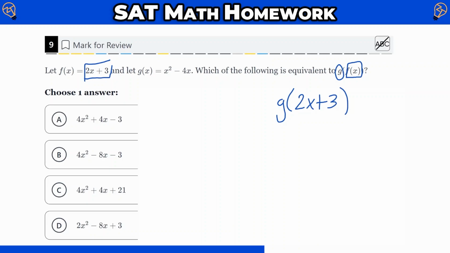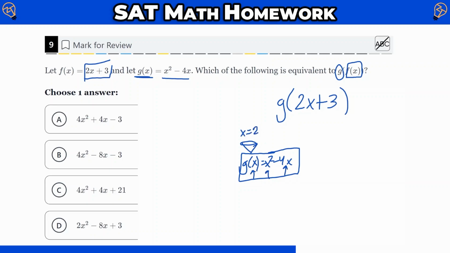Now, to make this a little bit easier, let's say if instead, I like to draw kind of a function machine, if they said in function g here, which is x squared minus 4x, and if I said, what is g of 2? Well, you'd be thinking, okay, I need to input the 2 everywhere there's an x, and then do my simplification, and the output would be my answer of whatever g of 2 is.